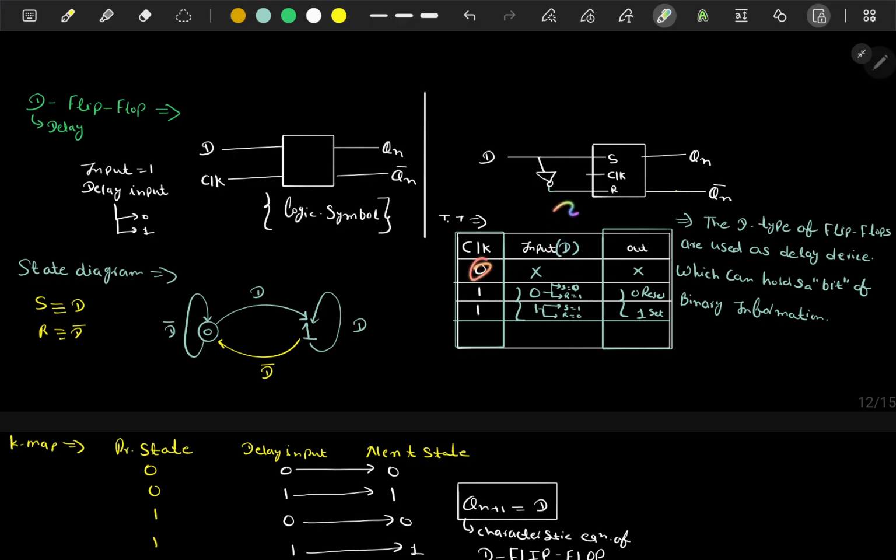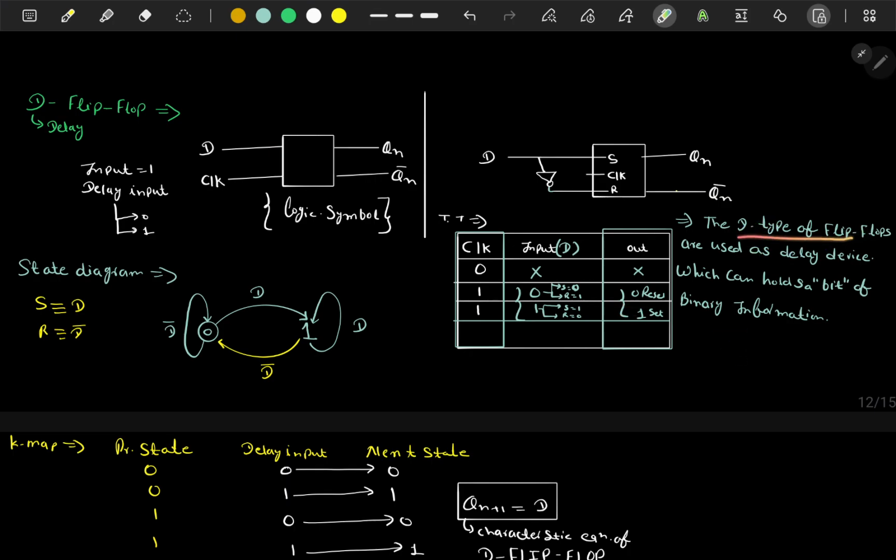So when the clock is off, the circuit will not work, no input, no output. But when the clock is on, then we have two inputs, 1 and 0. Suppose D is 0, then R will be 1 and S will be 0. So it will be the reset condition. The reset condition will reset the flip-flop to 0. When the input is 1, then S is 1 and R is 0. It will be the set condition. Set condition means the output will be 1.